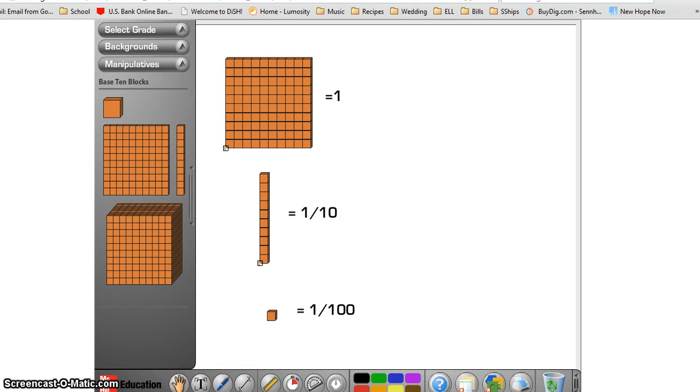Today we're going to talk about using base 10 blocks to model adding, subtracting, dividing, and multiplying with decimals. So what you need to recognize is that you're going to have to change your unit. So I put up a little diagram already where you can see that a flat is going to be 1, and then a long will be 1/10, and a little square will be 1/100th.